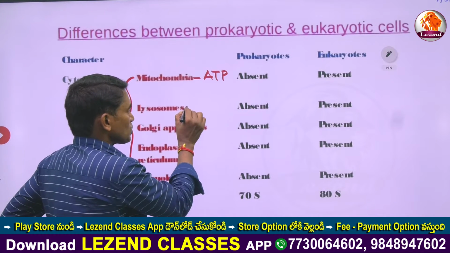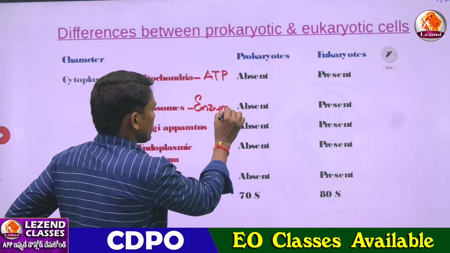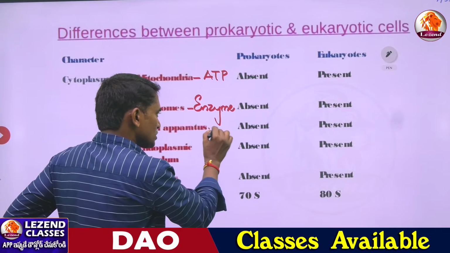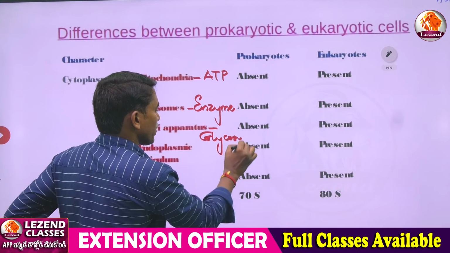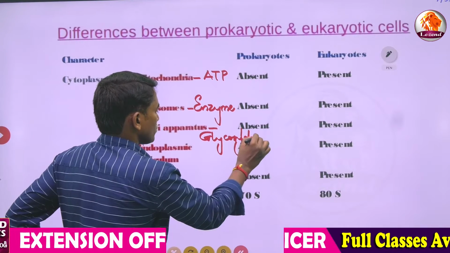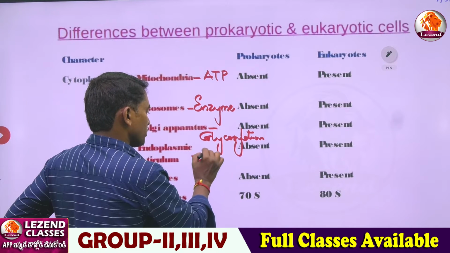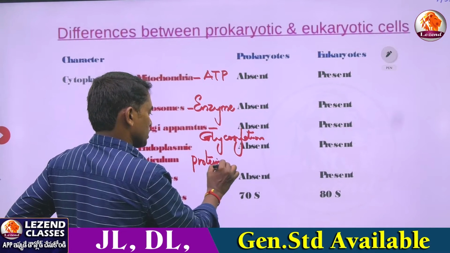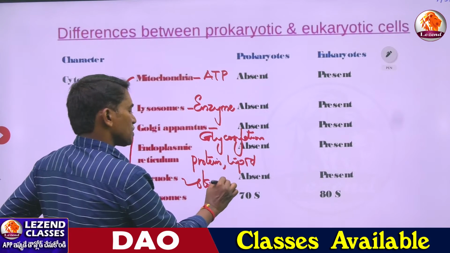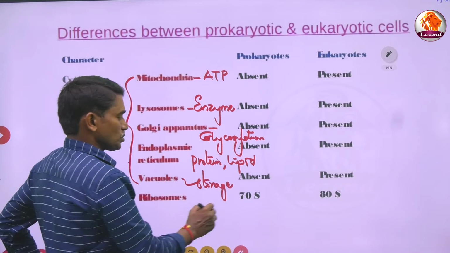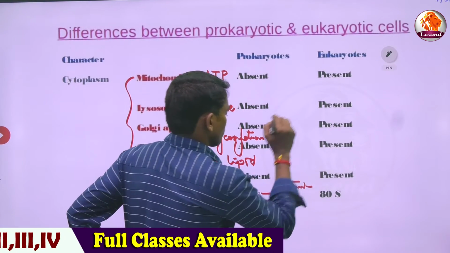So lysosomes store hydrolytic enzymes. These enzymes are diversified in their functions. Golgi complex is involved in glycosylation, addition of carbohydrate moieties, and even transportation. Endoplasmic reticulum is involved in protein and lipid biosynthesis. Vacuoles are storage in function. So these ribosomes are part of protein synthesis, right?